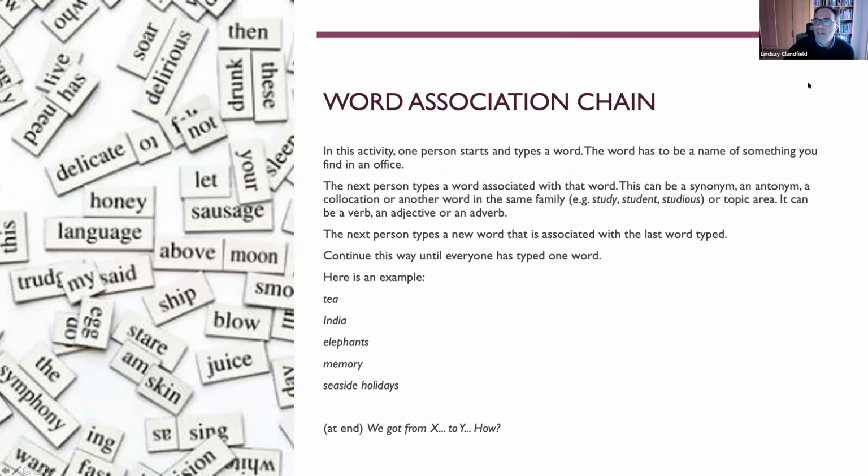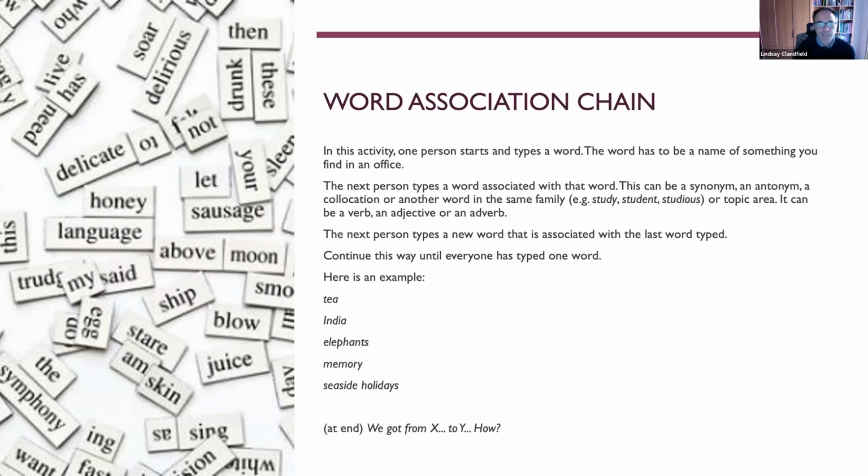Okay. Another one here. Unfortunately, we're not really able to do this one, but it can be done in a forum or online. It's a word association chain. In this one, one person starts by typing a word, yeah? I started this by saying the word has to be something that you find in an office, okay? And then the next person underneath, I might nominate them. They post a word associated with that word. This can be a synonym, an antonym, a collocation, or another word in the same family or topic area.